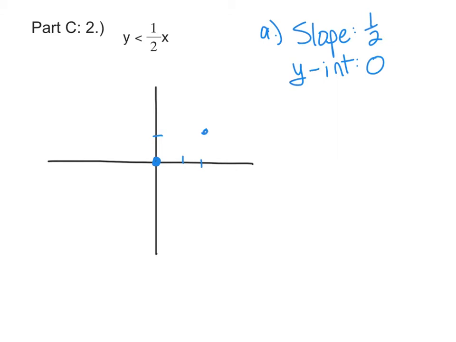Now we have to determine whether it should be a solid line or dotted. So we look at the inequality. This one is strictly less than, not less than or equal to. So that means when we draw the line, it has to be a dotted line. So let's leave a break in between every so often. Finally, we have to determine which side to shade, and that's where part B will be helpful.